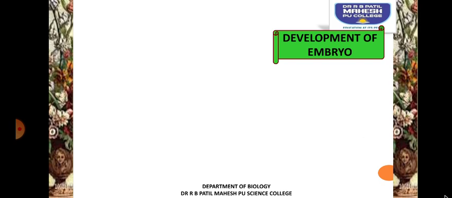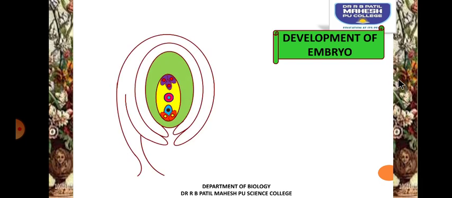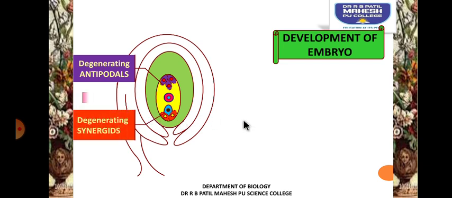The process of formation of an embryo, the development of the embryo from the diploid zygote, is called embryogamy. As we have understood in the previous videos, this diagram is of an LS of ovule, which has the embryo sac inside. After fertilization you can see the antipodal cells degenerating, and even the synergids will degenerate. The primary endosperm nucleus will also undergo division and results in the formation of endosperm.